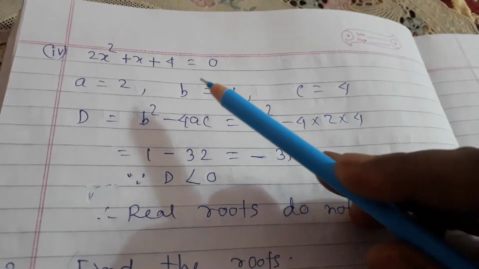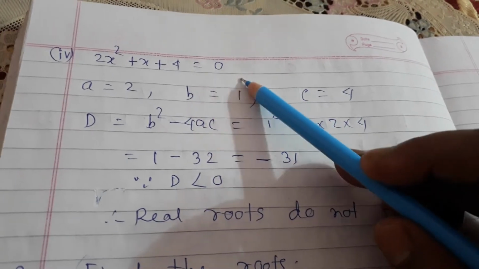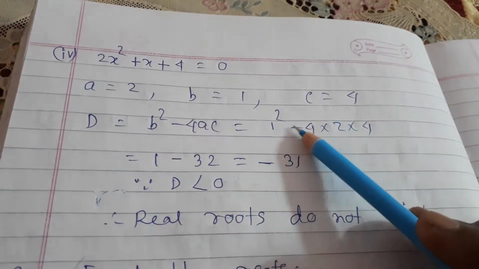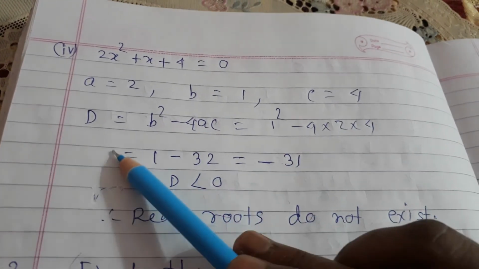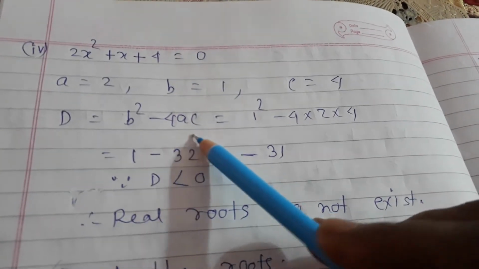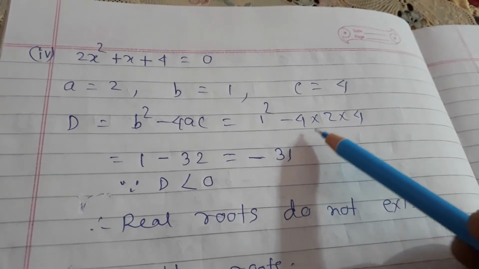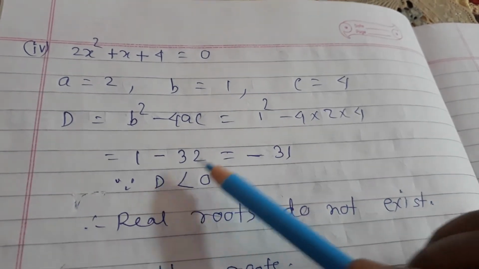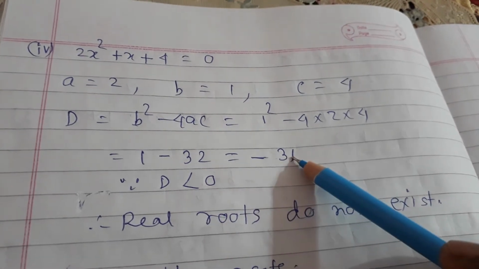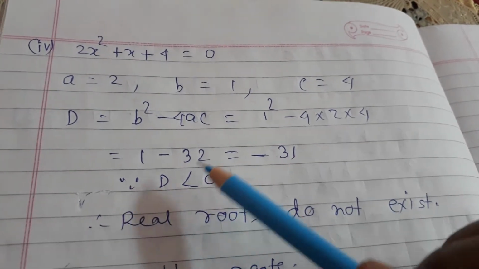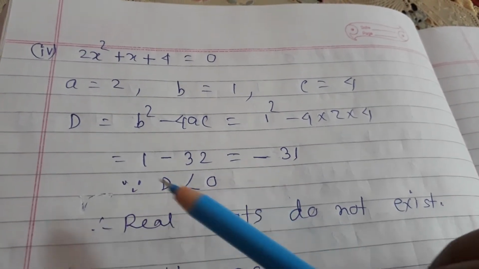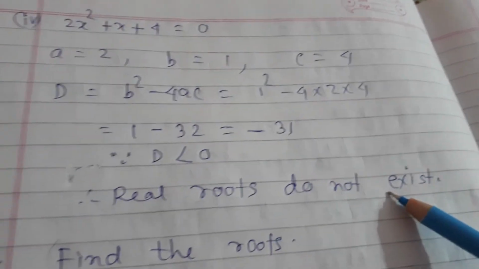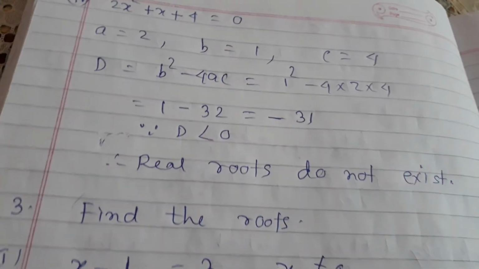2x² + x + 4 = 0. Here also a = 2, b = 1 and c = 4. So D = b² - 4ac = 1² - 4 × 2 × 4 = 1 - 32, that is -31. Here D is less than 0, so because it is negative, real roots do not exist. So real roots do not exist.